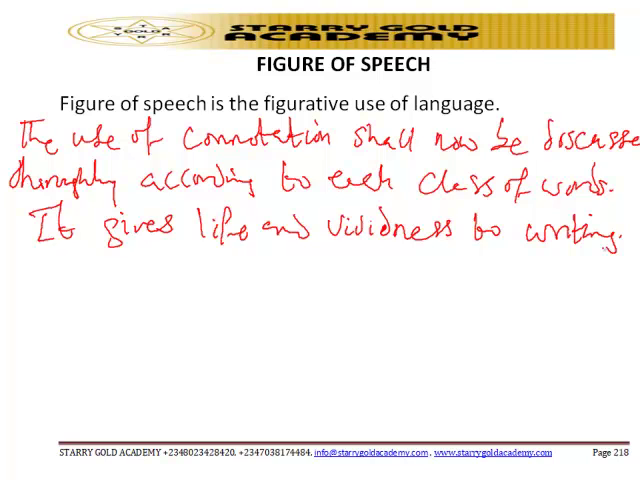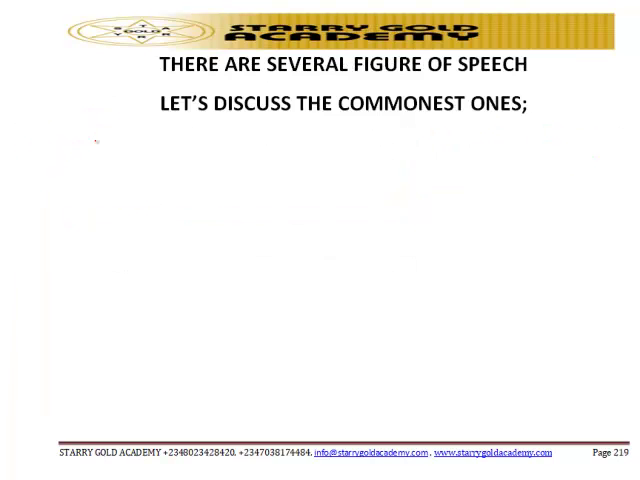So now let's not waste our time. There are several types of figure of speech, but let's focus on the commonest ones that they normally use in our everyday examinations, the ones we can normally come across in examinations, given the time constraint. Are you getting it? The one most popularly known by us is simile. Let's discuss the commonest ones.